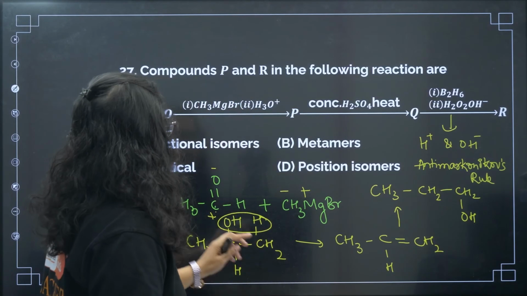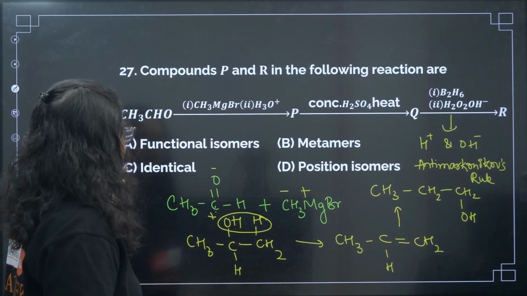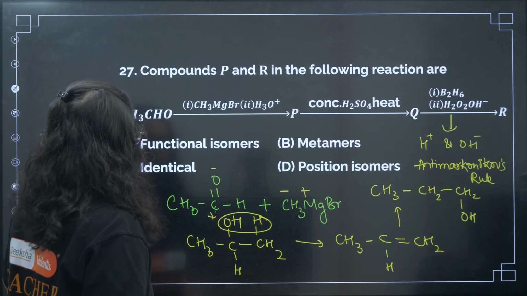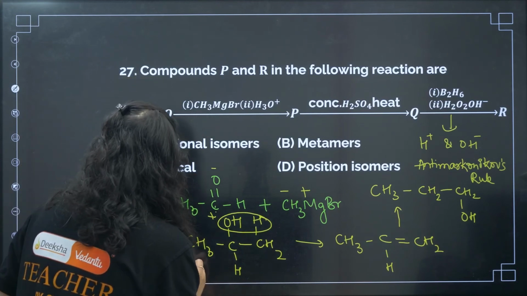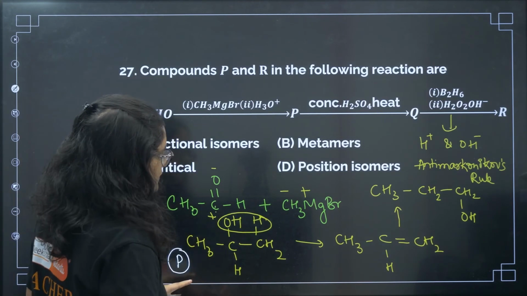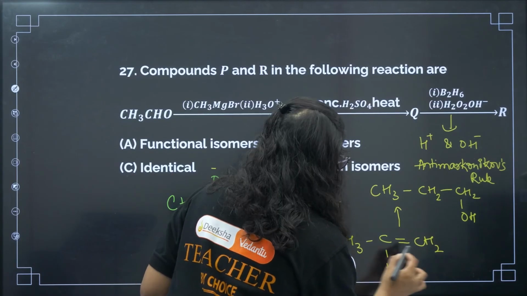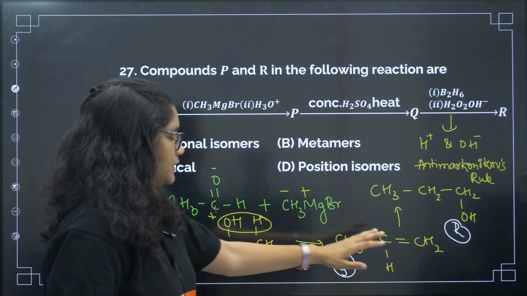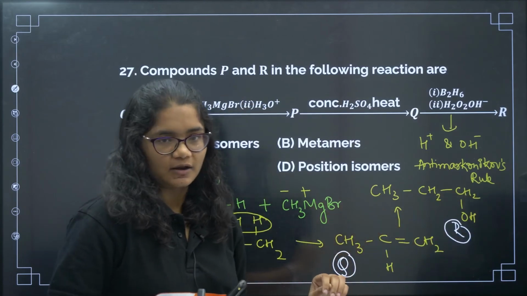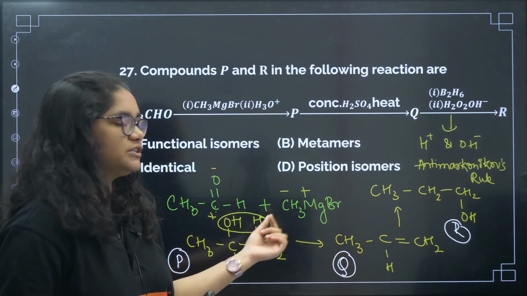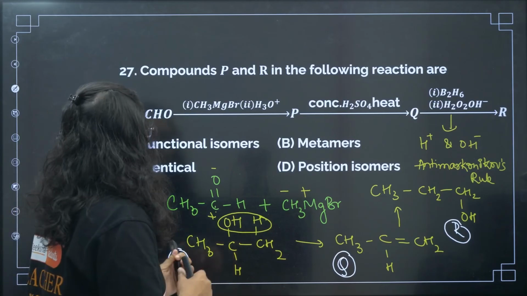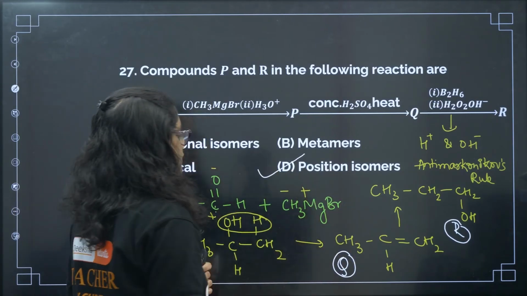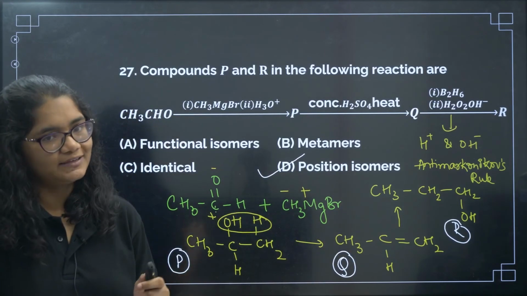Okay, so now the question is asking the relation between P and R. So let us name the products here. P was the first product, this is my P. Okay, second one, this is Q, and then this is R. So in P, OH is present on the second carbon, in R, OH is present on the first carbon, right? So these are what? Positional isomers. Okay, so the correct answer for this question will be option number D, that is positional isomers.